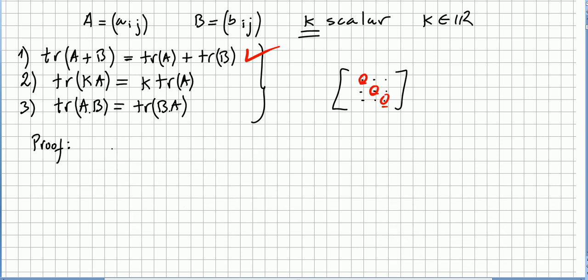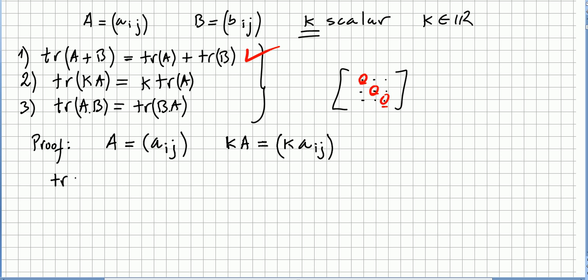Okay, so we pick this matrix A, where A is a_ij, and we multiply matrix A by k. So we are going to get k a_ij.